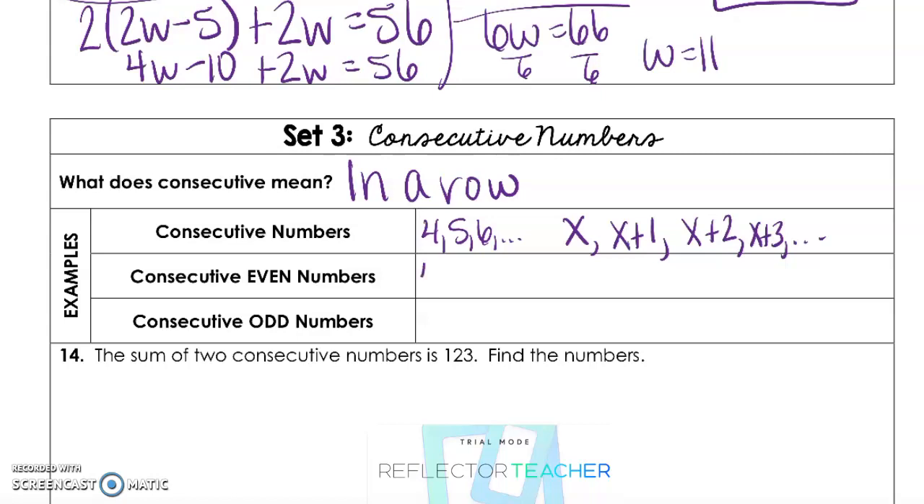Consecutive even numbers would go 4, 6, 8, so on and so forth. Same thing, you're going to start with a variable. I'll use n just so you can see that it doesn't matter. Instead of adding 1, though, we need to get to 6, so we would have to add 2. Which means our next one would be n plus 4, n plus 6, so on and so forth.